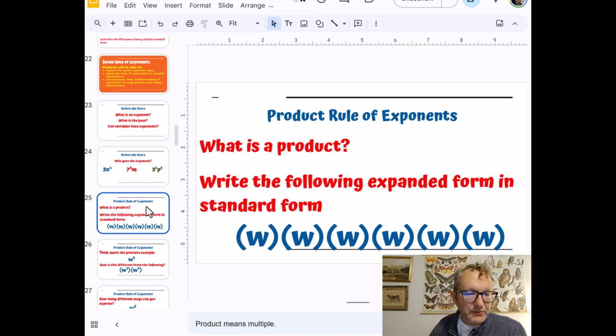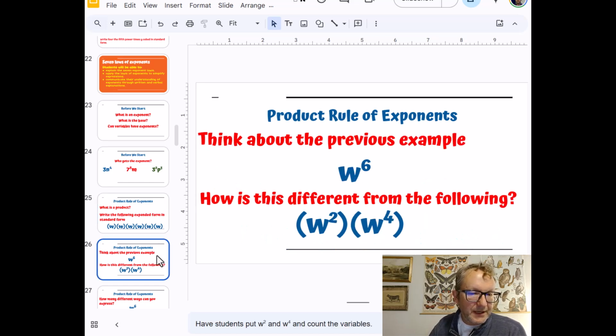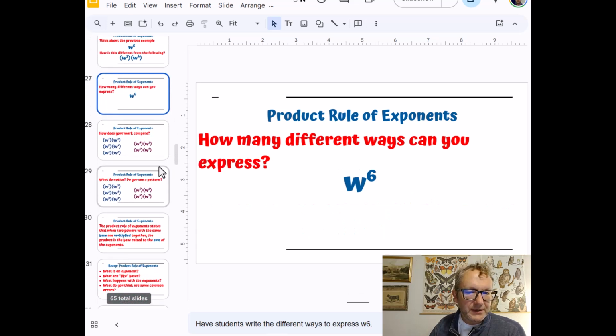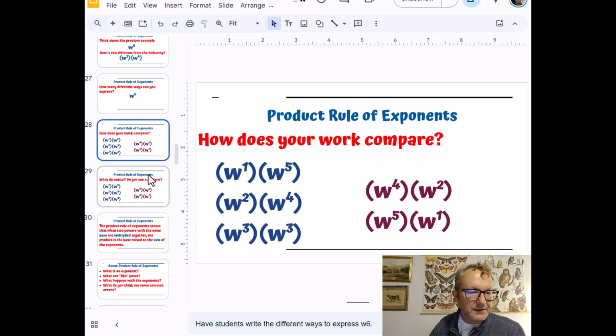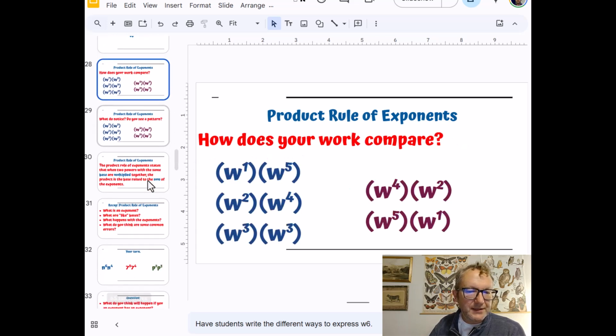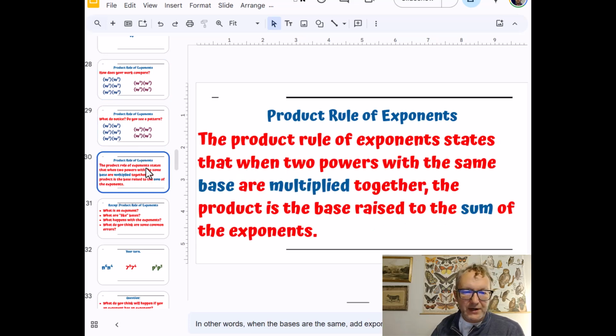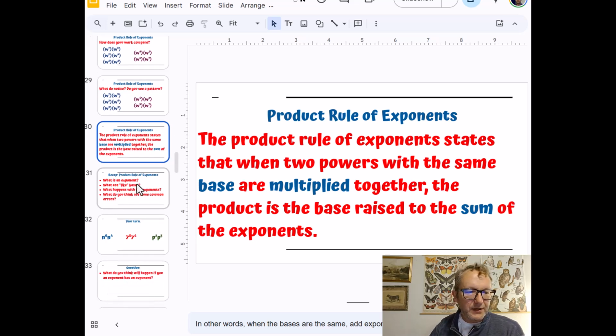Now we have the product rule, a little explanation, and then we show it with the variable. We're going to talk about how many different ways you can express this. Here's a couple more slides. How does your work compare? So we've got a lot of compare and contrast, a lot of opportunities for discussion. We're moving on to the product rule.